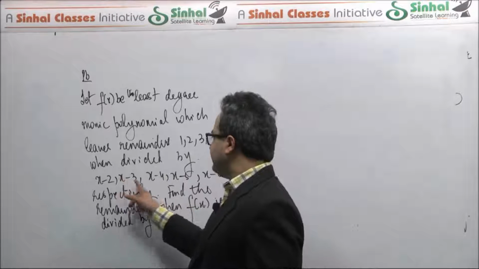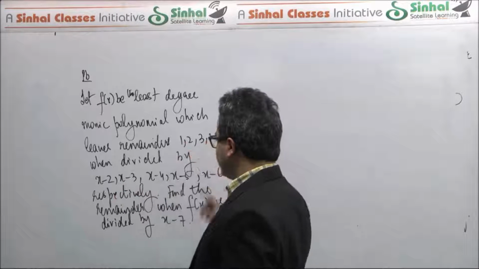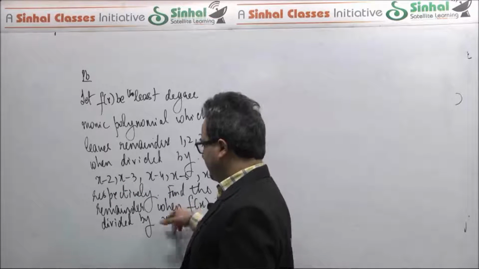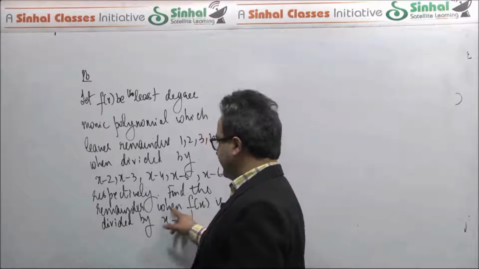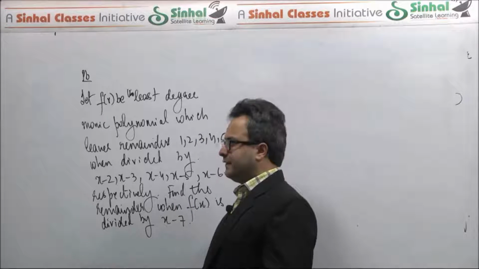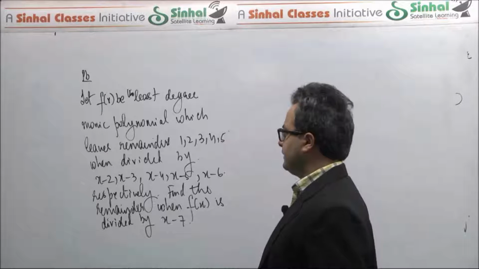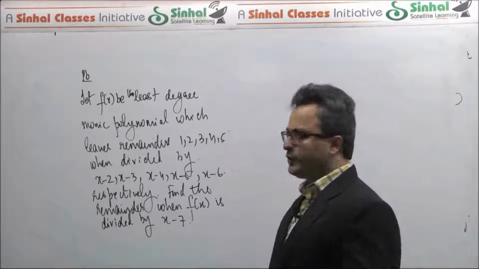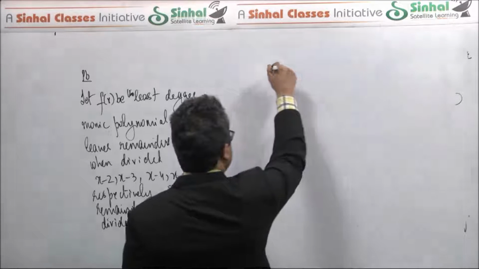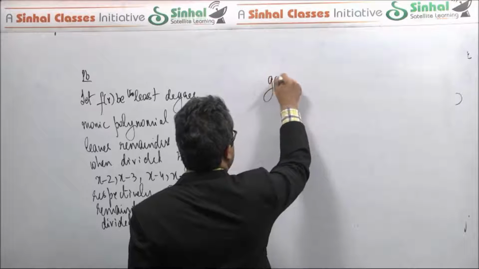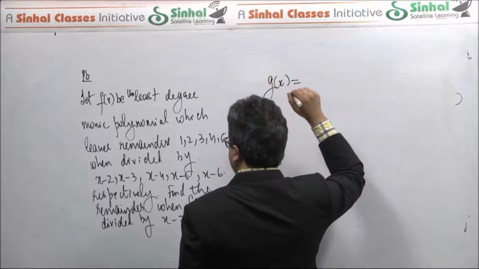When divided by these three linear factors separately, we've been given the individual remainders. And on the basis of that, you want to figure out the remainder that will be left when you divide by x minus 7. Okay. So in this question, we'll introduce another polynomial g of x and we'll define it in this way.